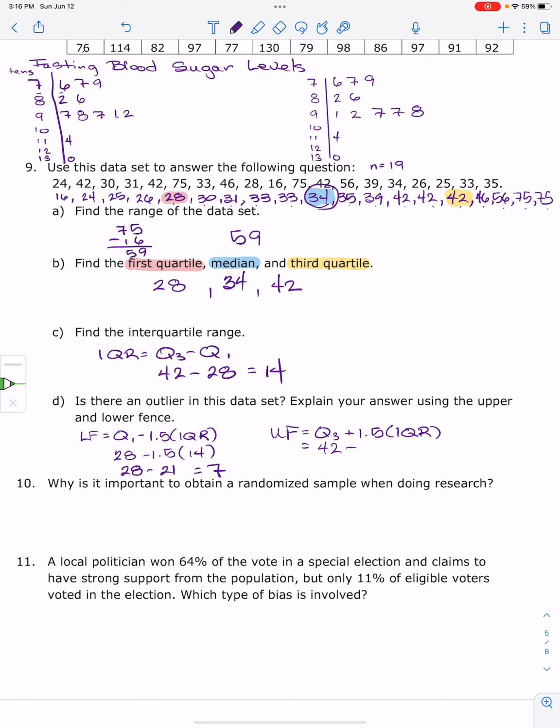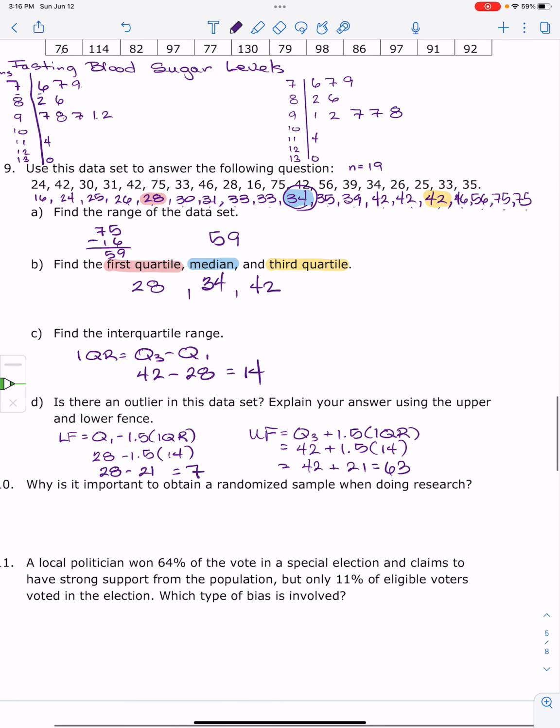My upper fence is going to be Q3 plus 1.5 times that interquartile range. Let's see, 42. The one mistake that students tend to make more than anything else is to use the same quartile value when we calculate the lower fence and the upper fence. And notice we're not doing that. We've got 2 different values. We use Q1 to find our lower fence. We use Q3 to find our upper fence. So 75 is an outlier because it lies above the upper fence.